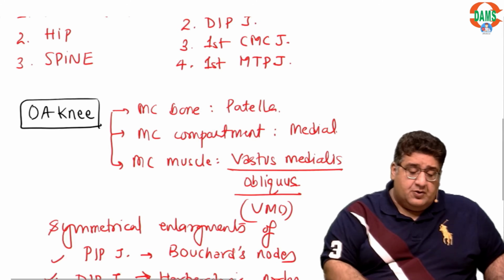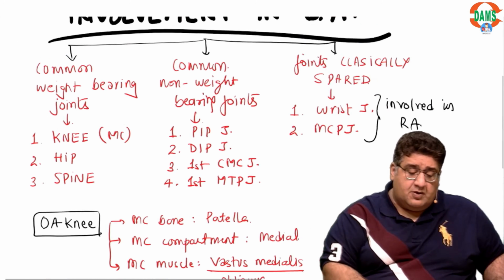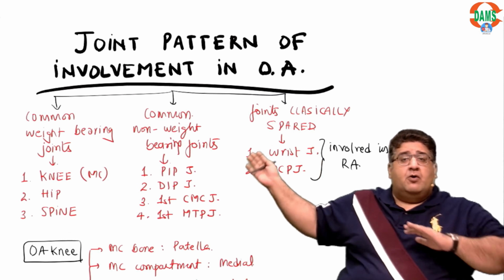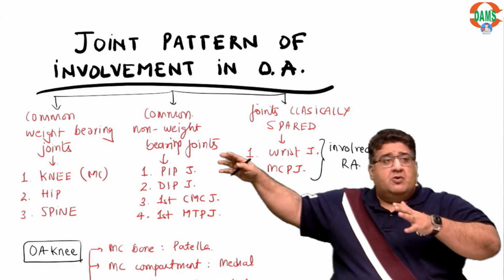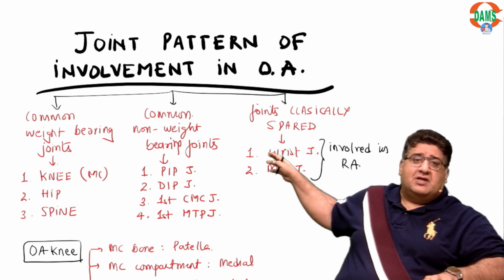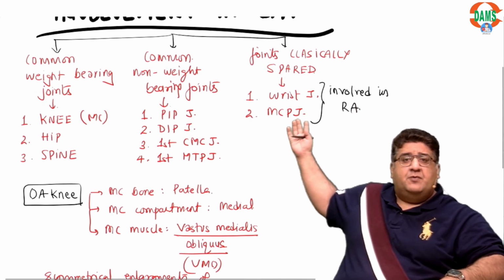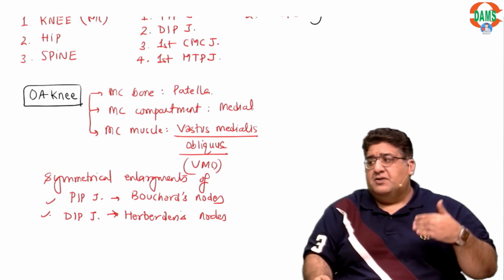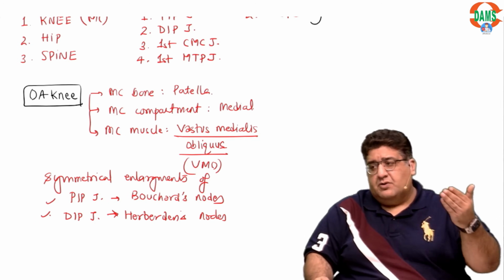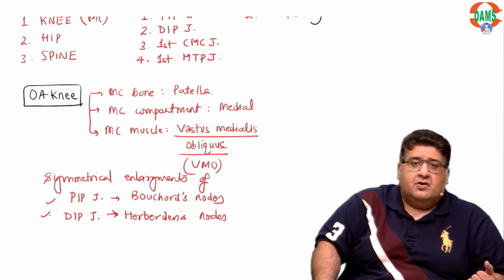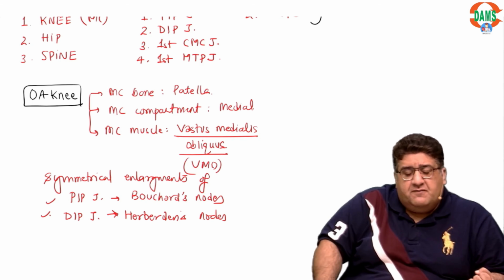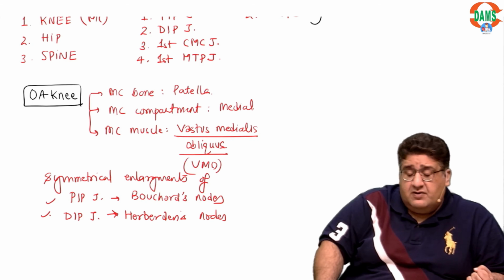So in this video, guys, not only did we speak about the pattern of joint involvement in osteoarthritis, we talked about the common weight bearing joints, the common non-weight bearing joints, and even the joints which are classically spared. Why are they spared? Because they are involved in one more topic called rheumatoid arthritis. And then in osteoarthritis, the most common bone, most common compartment, most common muscle, and the two important deformities that we see. I hope by watching this video you have benefited in your knowledge of orthopedics as an undergrad student, a PG aspirant, or even a postgraduate.